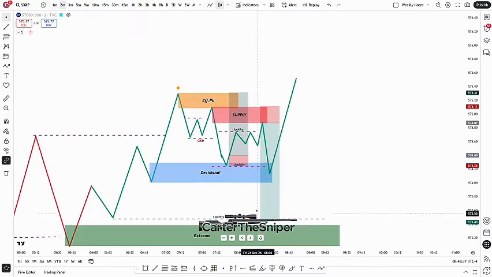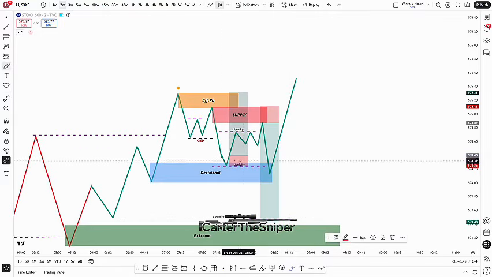And then what happens? Price basically takes out the early buyers, and then we target the wrong sell. We target the sellers who are wrong. They got the narrative wrong.